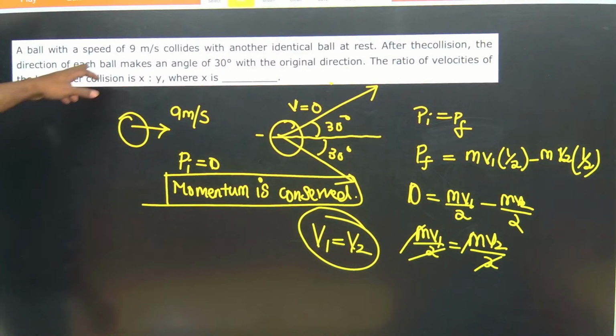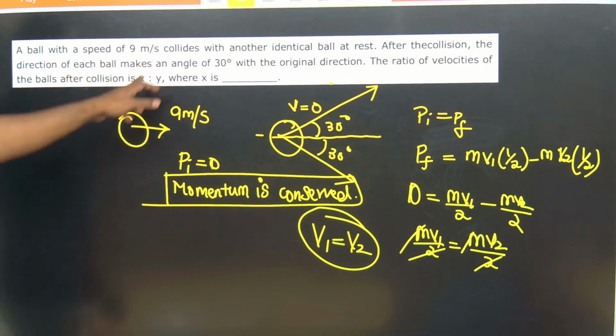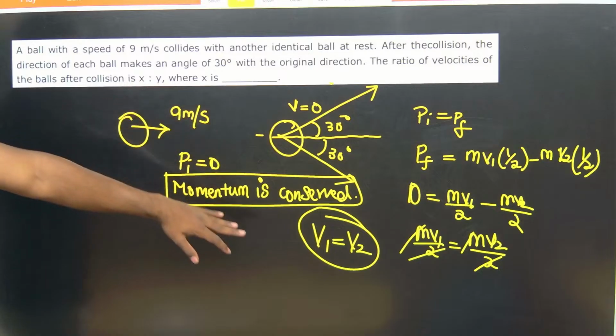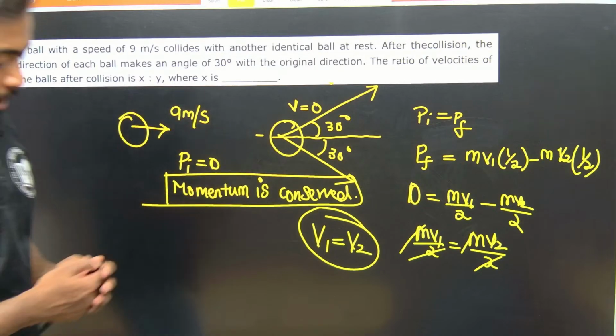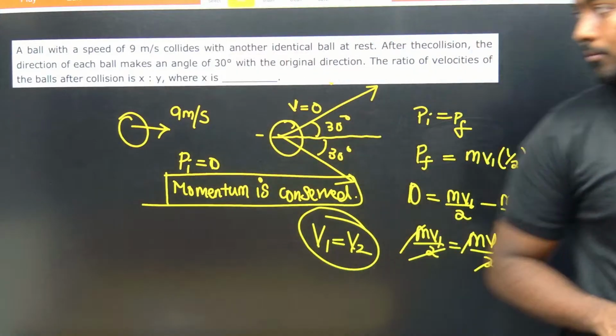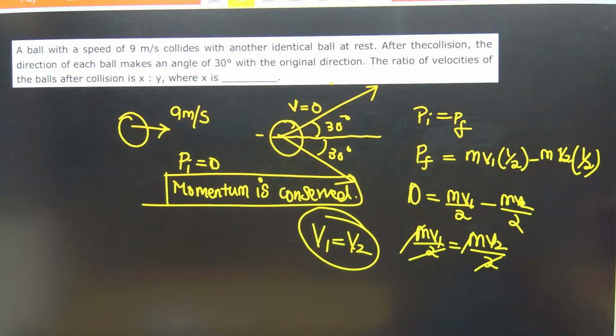So initially the speed is 9, they have said. So x to y, they are asking. So x will be 9, that's it. We'll go for the next question.